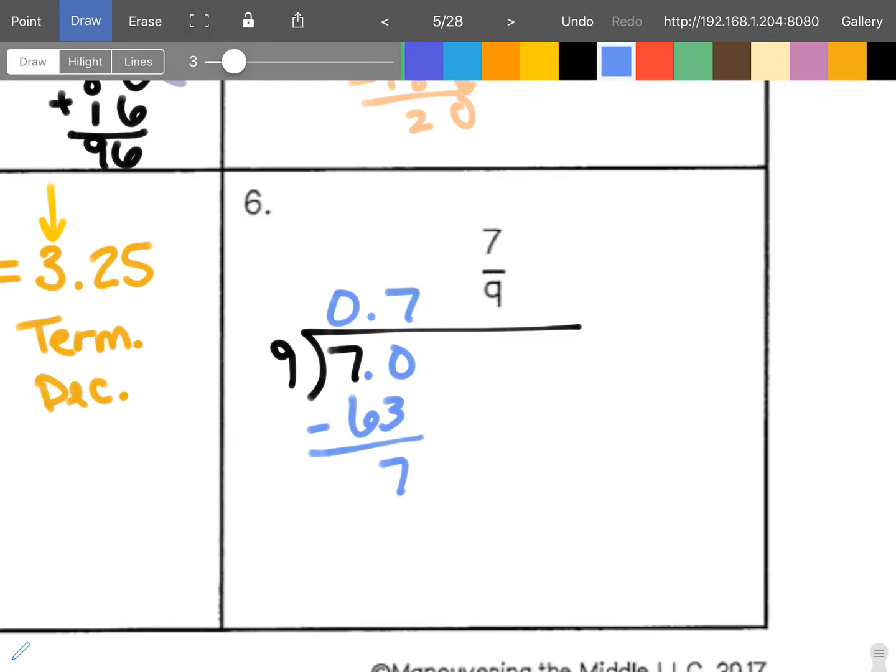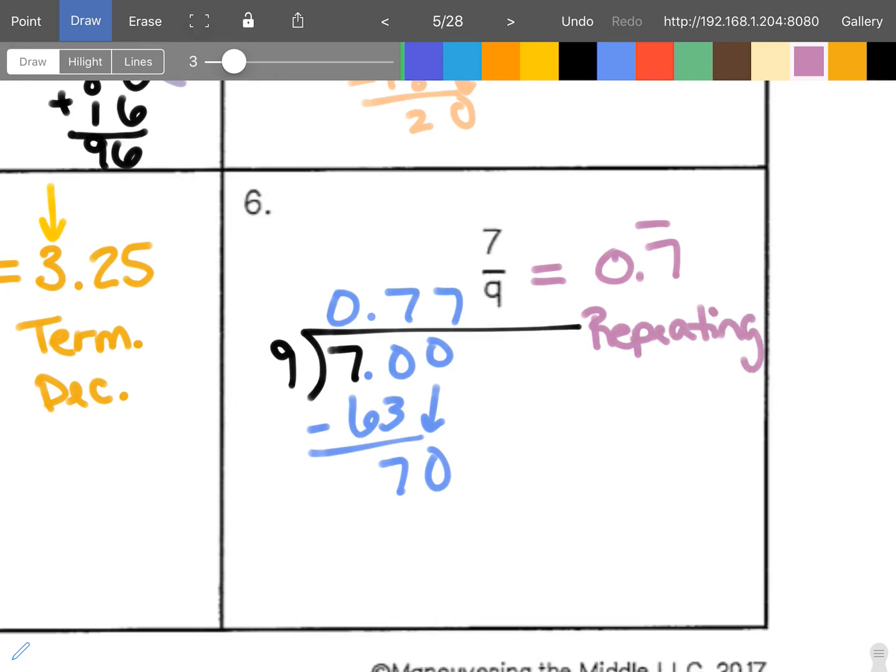It's 7. We add a 0 and bring it down, and look, we're going into 70 again. So we're just going to keep getting 7s, aren't we? So 7/9 is 0.7 with a line over the 7, and therefore this is a repeating decimal.